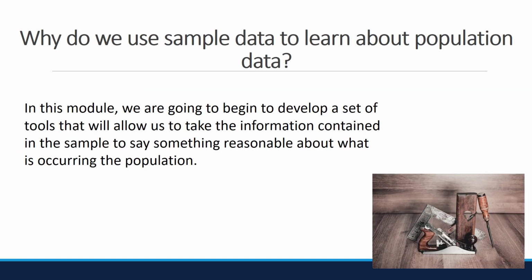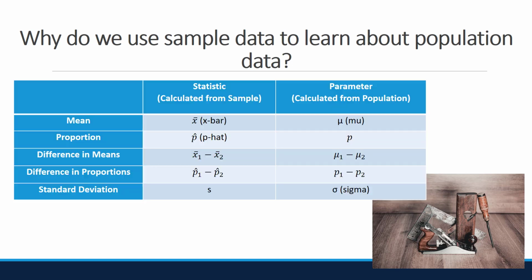In this module, we are going to begin to develop a set of tools that will allow us to take the information contained in the sample to say something reasonable about what is occurring in the population. We will accomplish this by studying the behavior of the statistic and see what the behavior of the statistic suggests about the parameter. Notice that the parameter is the information we really want, but we usually only get to observe the statistic. It is vital at this point to emphasize that vocabulary and notation are essential for this course. Make sure to keep track of the definitions and ideas.